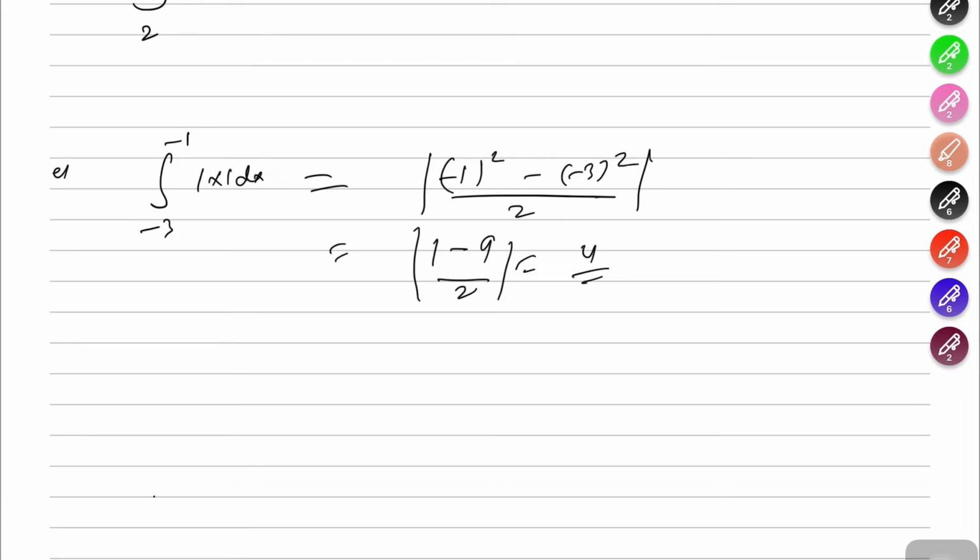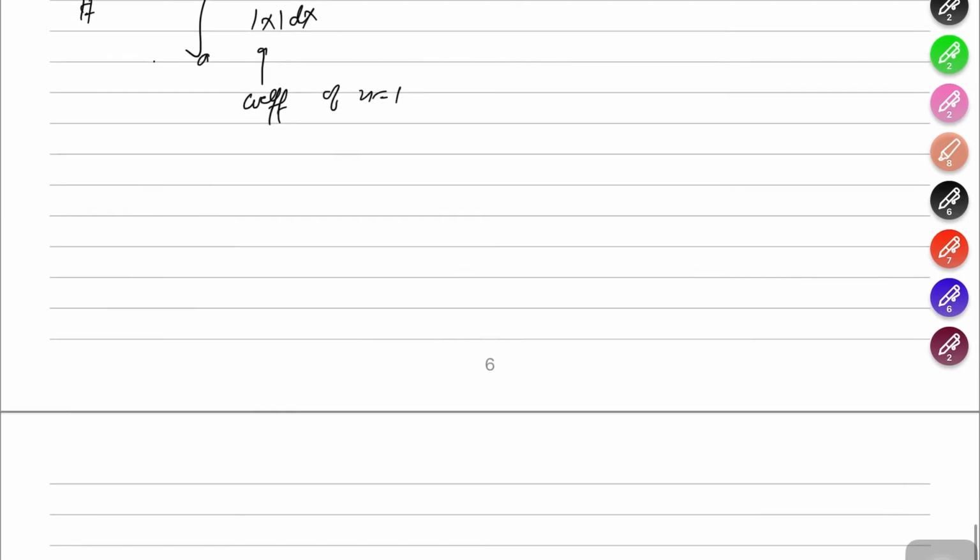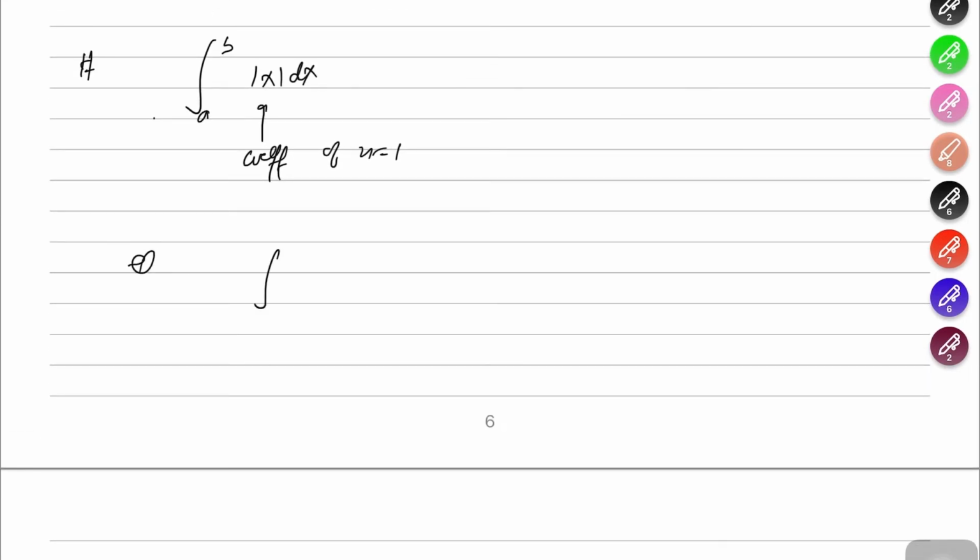Okay, so what we are doing is the integral from a to b of mod x dx. In all the questions the coefficient of x is 1. It's very easy. So let's take one example where the coefficient of x is not 1. So let's say this is the integral from minus 2 to 1 of mod 4x dx. Here the coefficient of x is not 1. Then how can you solve it?